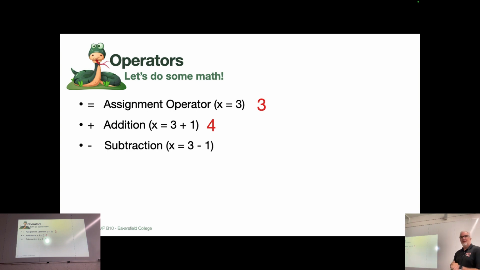All right. We're going to step up the difficulty a little bit. Try subtraction. If I say x equals 3 minus 1, subtraction, what does x equal to? Yeah, you guys are getting the hang of this.